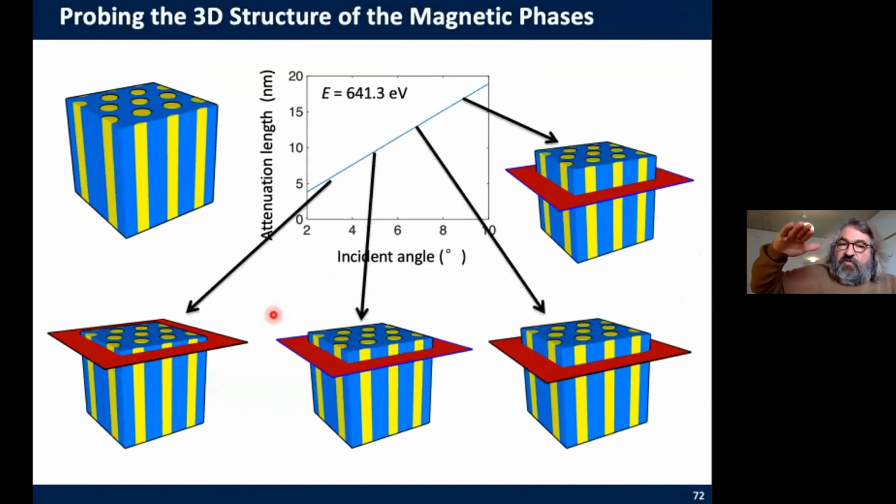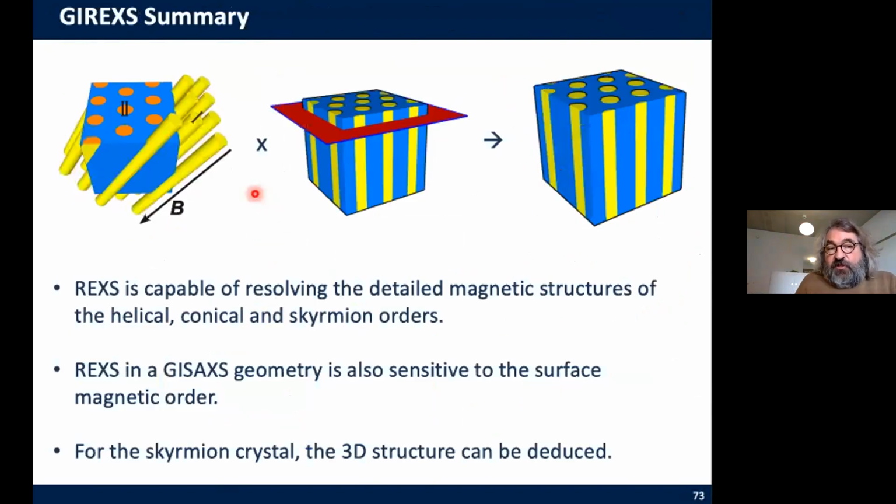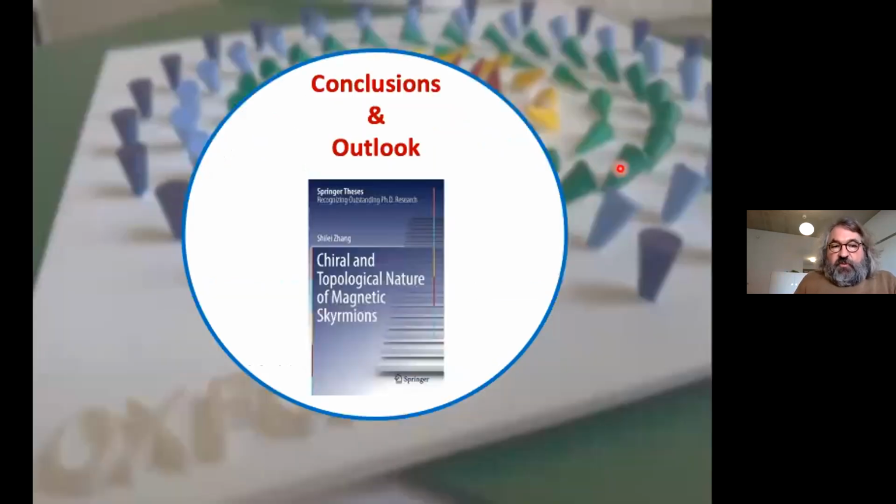That means we probe various depths, and in the combination of the two, angle and incident angle and field angle, we can reconstruct the whole 3D Skyrmion lattice as a function of depth in these systems, but not requiring any special surface preparation. Good. Let me quickly conclude my talk.